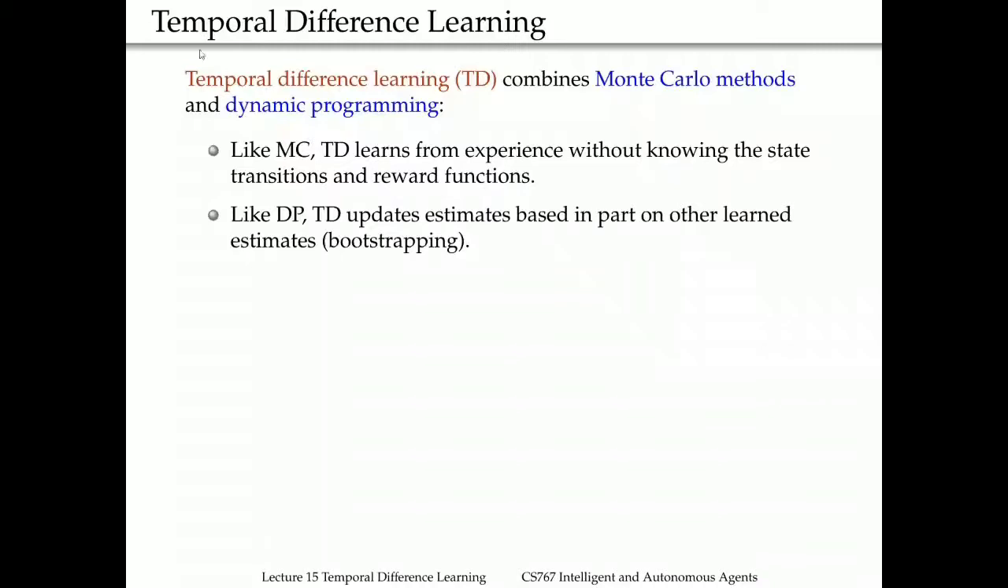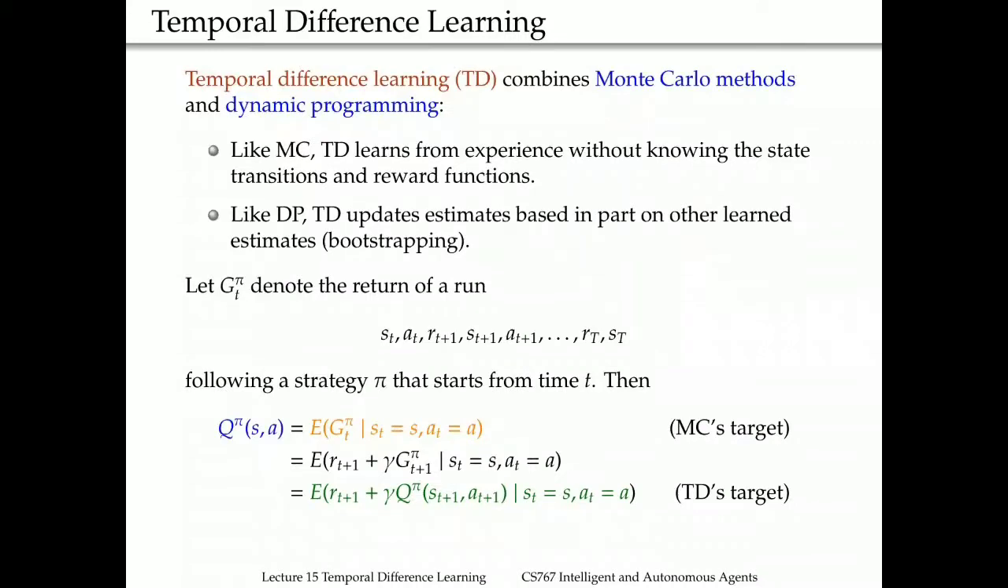Just like the Monte Carlo methods, TD learns from experience, from sampled episodes, without knowing the state transition and reward functions. But also, just like DP, temporal difference updates estimates based on other learned estimates, such as using these bootstrapping methods. How do we actually achieve that?